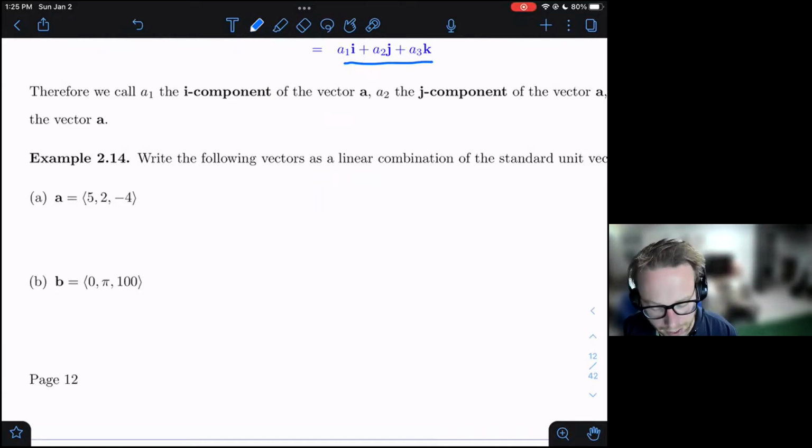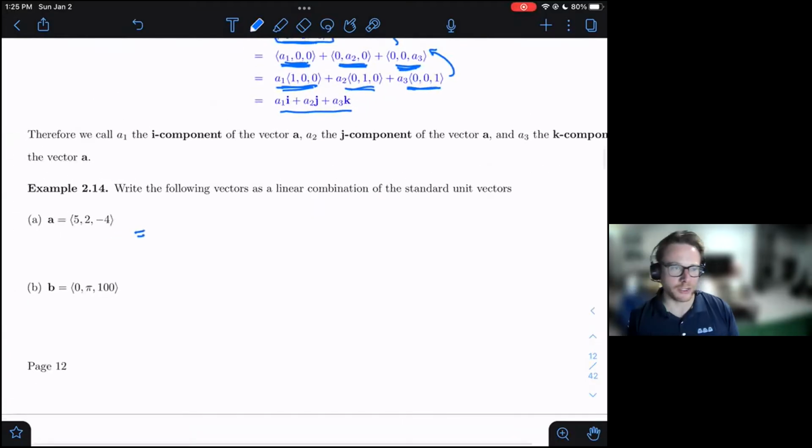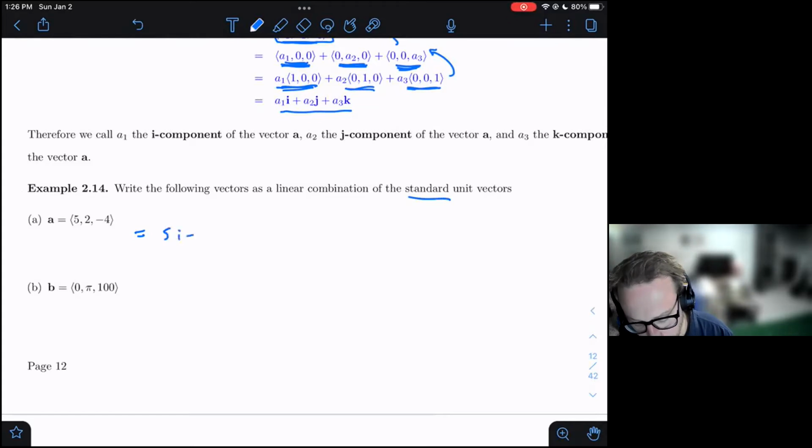Okay, so let's go ahead and rewrite this. And you can see the fancy language here that's used. They don't just say in the IJK notation, they say, write the following vectors as a linear combination of the standard unit vectors, or this could really say the standard base vectors as well. So, okay, this is going to be 5i, 2j, minus 4k.